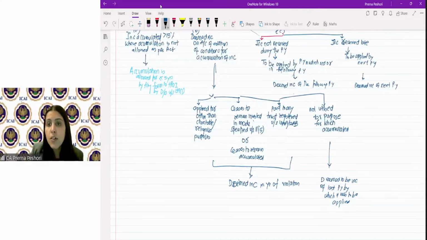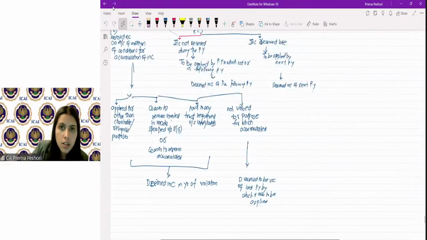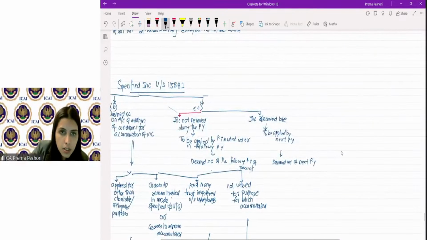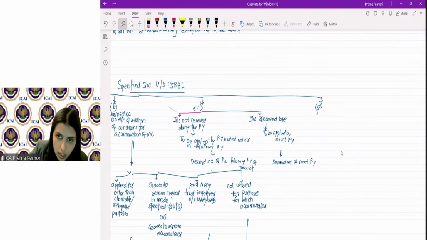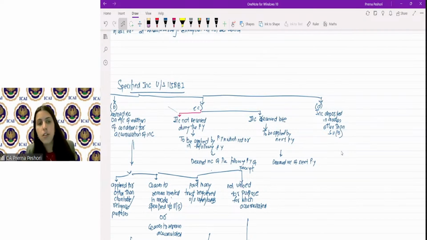Then income if it is deposited in modes other than section 11.5, of receipt you can write here. Okay. Then D1 is income deposited in modes other than section 11.5. So income, if it is deposited in modes other than section 11.5, then in that particular case, again, it will be considered as deemed income.